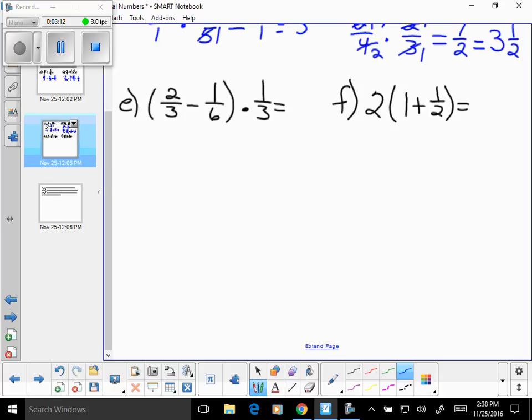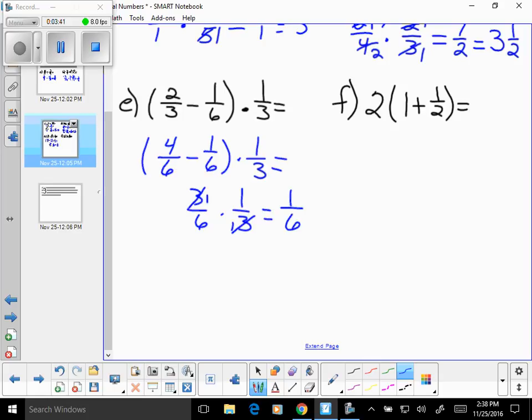This is where I told you we're kind of doing a little bit of a conglomeration. We do some multiplying yet as well. Here I'm going to have the common denominator, which is 6. 2/3 is 4/6, minus 1/6 times 1/3. 4/6 minus 1/6 is 3/6 times 1/3. The 3's will reduce to 1's. 1 times 1 is 1. 1 times 6 is 6. You try F. Hit pause, try F.